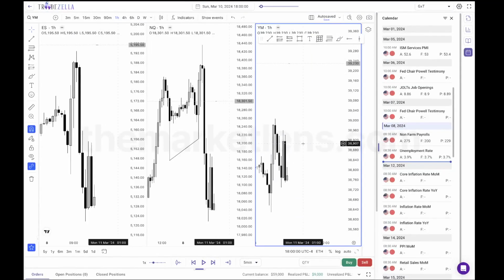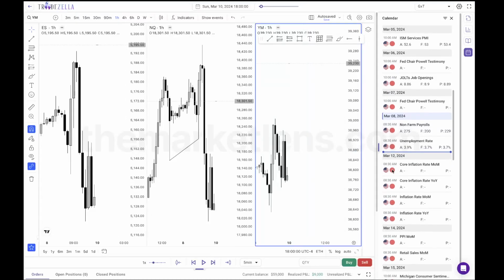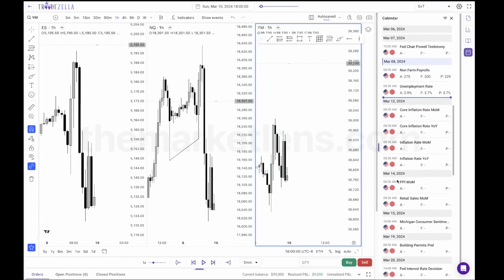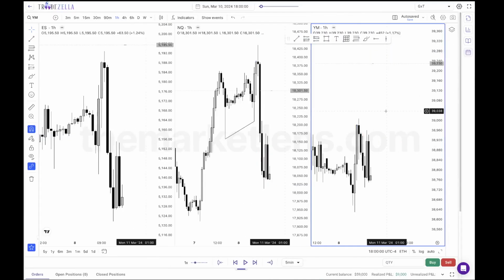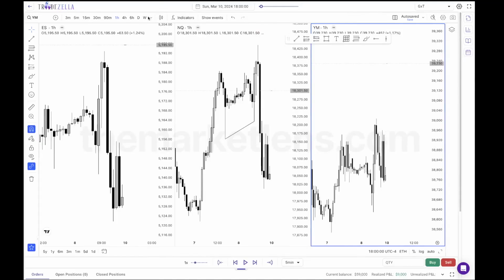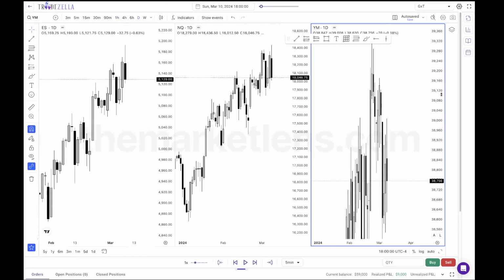So the 11th, we don't have any Monday news. The 12th, so Tuesday, we have news at 8:30. Looks pretty loaded. And I guess this is Thursday. And then Friday we have 10 a.m. news, so we got some news. So let's go to the daily chart and see what we really have here.